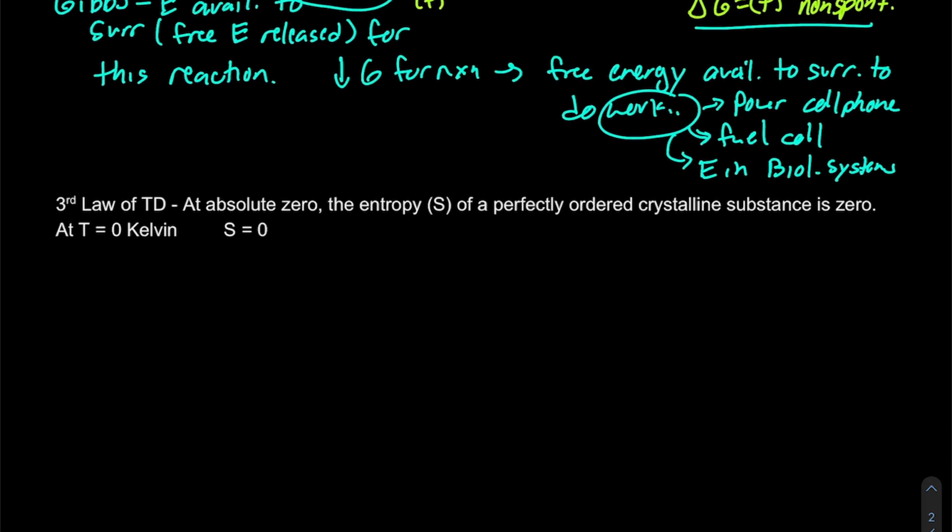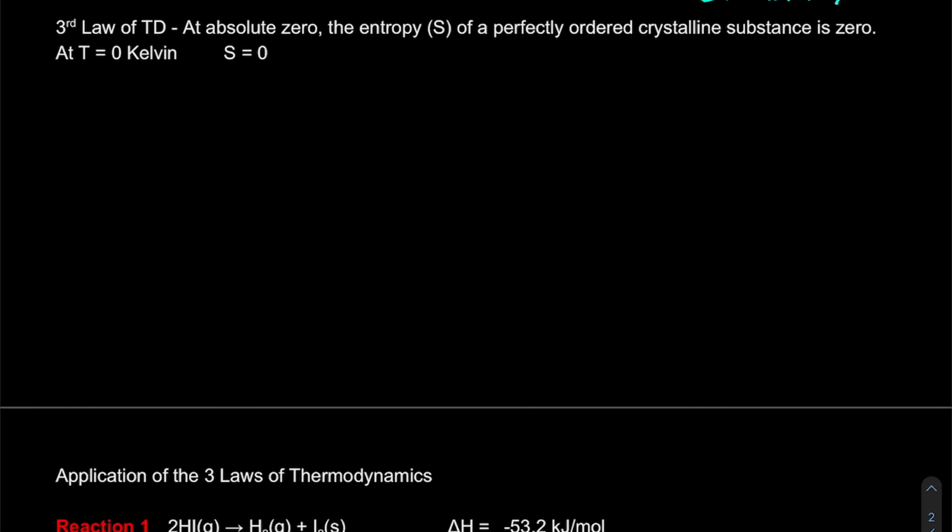Now let's look at our third law of thermodynamics. This is saying that at absolute zero, the entropy of a perfectly ordered crystalline substance is zero. So at basically the lowest possible temperature we can get to, 0 Kelvin, the entropy is zero.